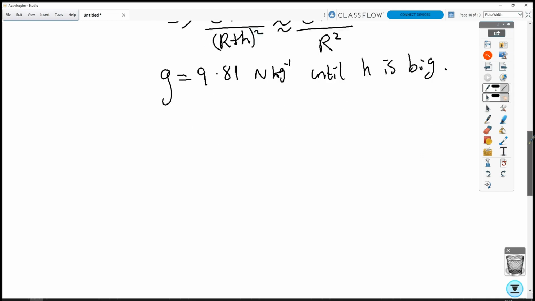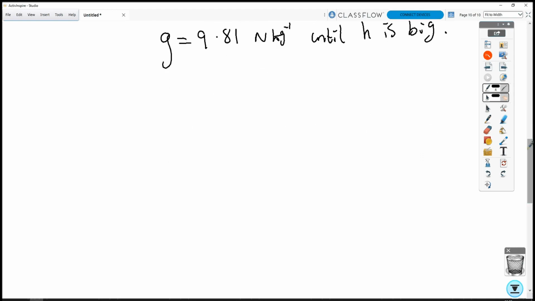All right. So now let's look at energy changes in lifting a mass or weight.